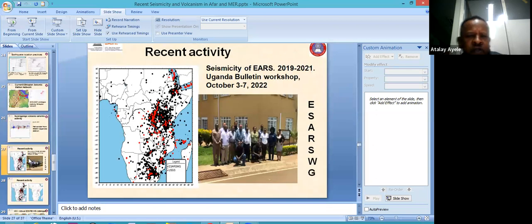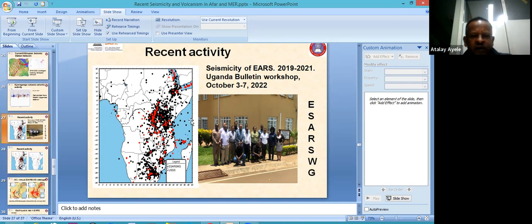This is, for instance, the recent workshop that we had in Uganda from October 3 to 7. I have to comment a bit about this. There is a group called the Eastern and Southern Africa Regional Seismological Working Group, which is a long name. It is a composite of 9 countries from Eritrea to Mozambique. Once in a while we come together with our readings and merge data using SEISAN and then produce bulletins of our group.